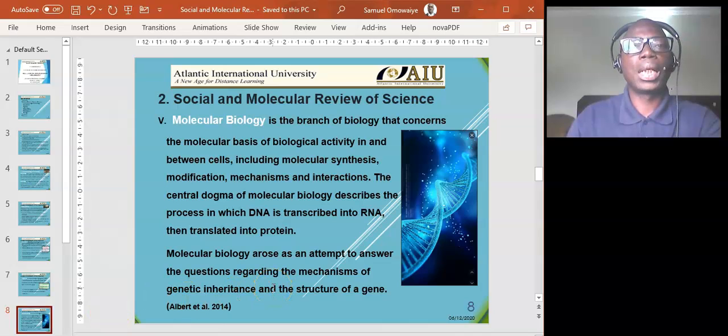Molecular biology is the branch of biology that concerns the molecular basis of biological activities in and between cells, including molecular synthesis, modification, mechanisms, and interactions. The central dogma of molecular biology describes the process in which DNA is transcribed into RNA, then translated into protein. Molecular biology arose as an attempt to answer the questions regarding the mechanisms of genetic inheritance and the structure of a gene.